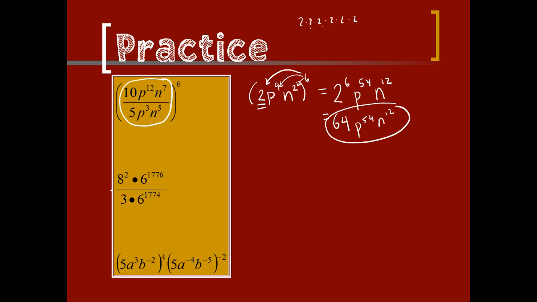This second one, be careful here. These are not the same base, right? This is a 64 and this has a base of 6. They can't be combined, but I can work with these two, and it's a cross multiplication, so it's totally allowed. So I've got 64 over 3, which you might know.